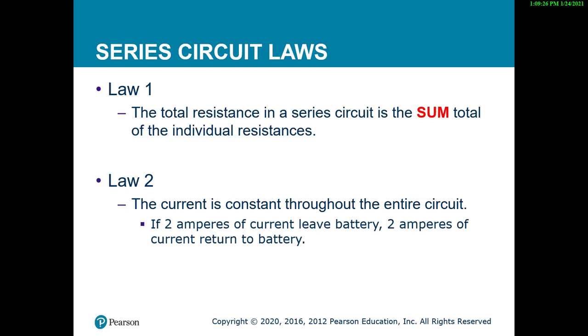Law 2, the current is consistent throughout the entire circuit. So at any point you measure, you'll always see the exact same amount of amperes. So if 2 amperes of current leave the battery, 2 amperes of current will return to the battery.